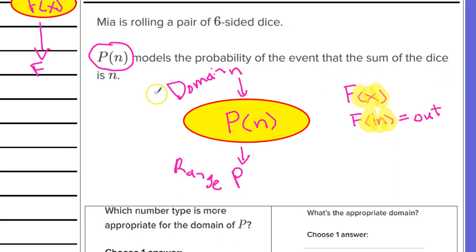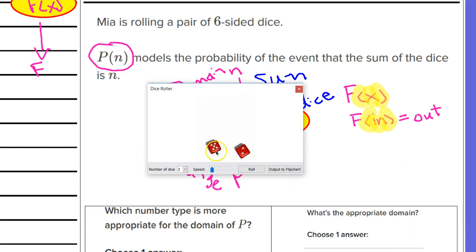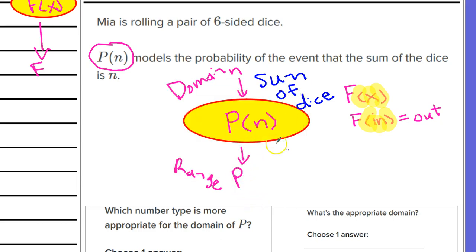So now let's label what the variables are. P of n labels the probability of the event that the sum of the dice is n. So n is the sum of the dice. Sum of dice is n, and the range is P. So Mia is taking dice, adding the two numbers together, and then asking what's the likelihood that they add up to 10, say. So they can add up to a whole bunch of different kinds of numbers.